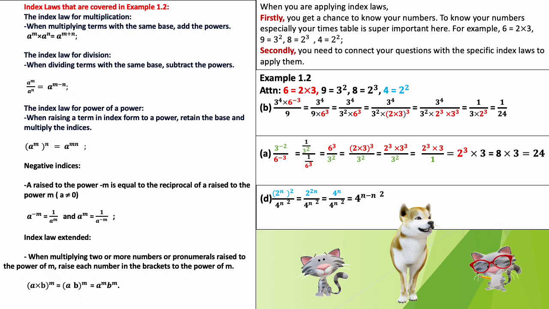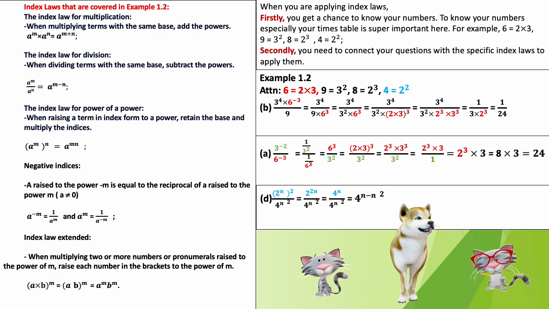Again, according to your times table, 6 could be rewritten as bracket 2 times 3. So 6 cubed on the numerator can be rewritten as bracket 2 times 3 bracket cube. And on the denominator, we just copy 3 squared. That's the third step.